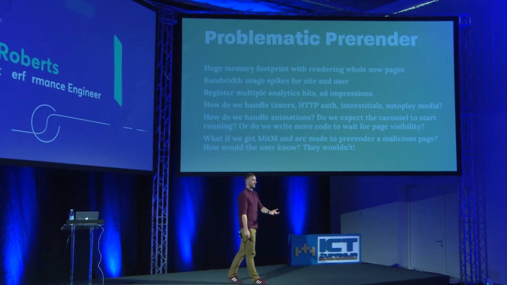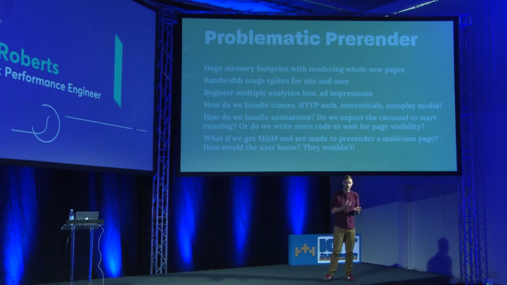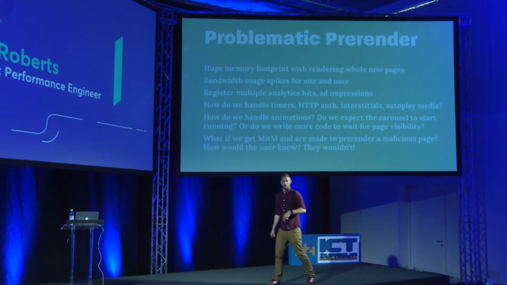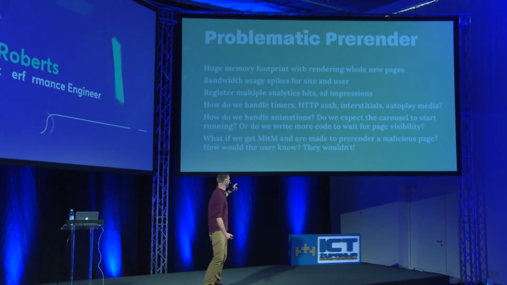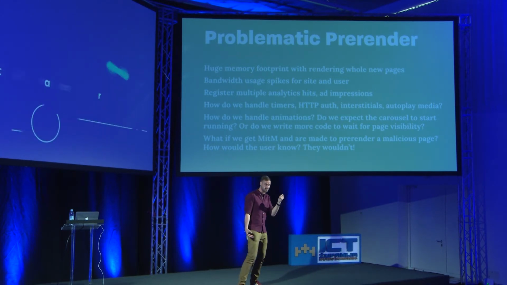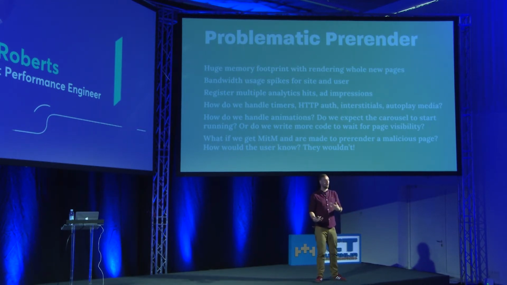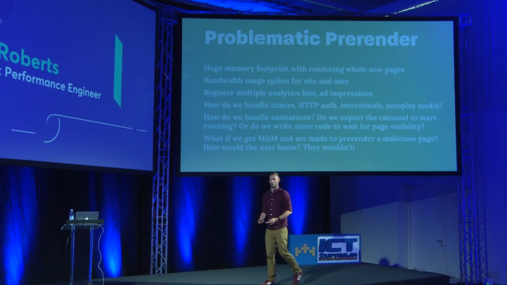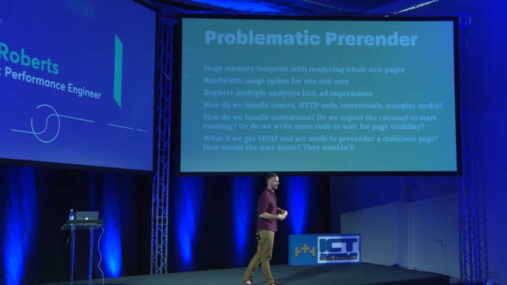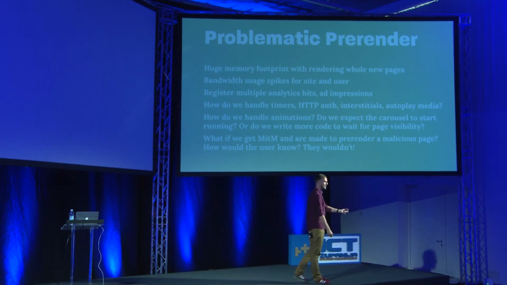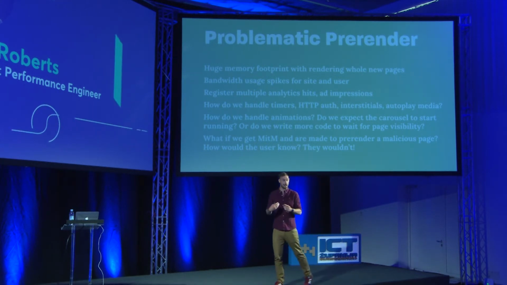It'll register multiple analytics hits. So if you've actually got a page being built in the background, fully rendered, your analytics kicks in. All of a sudden, your site looks like it's got 4 times as much traffic. That's not great. However, if you're running ads, you've got 4 times as many ad impressions, so I guess that's pretty good. How do we handle things like HTTP auth, or timers that count down, or interstitials, or cookie notice warnings? If the page is hidden in a tab that the user can't see yet, how do we handle all this stuff? How do we handle animations?